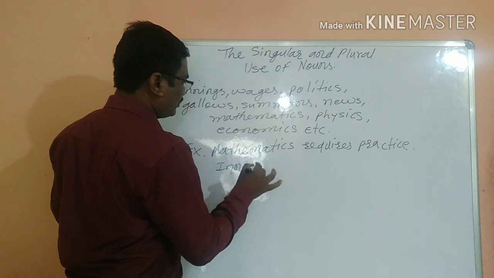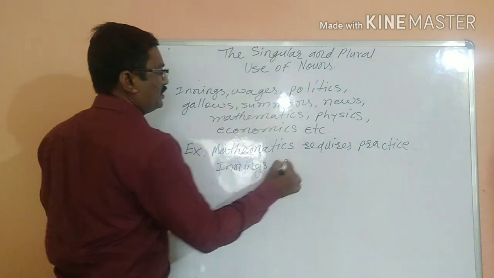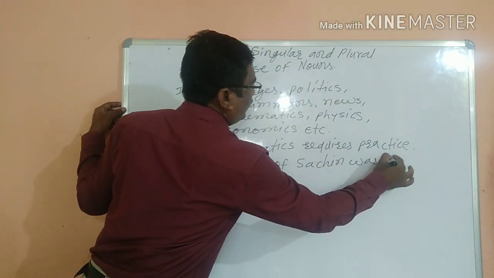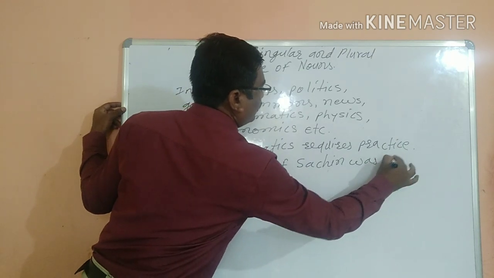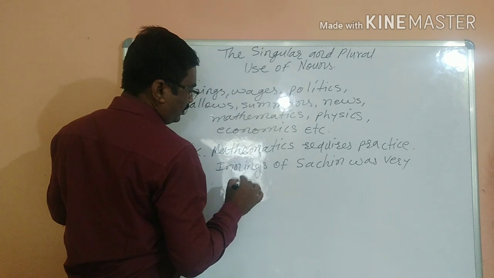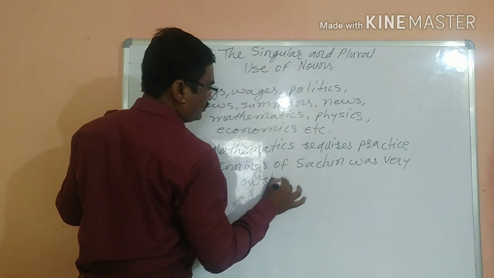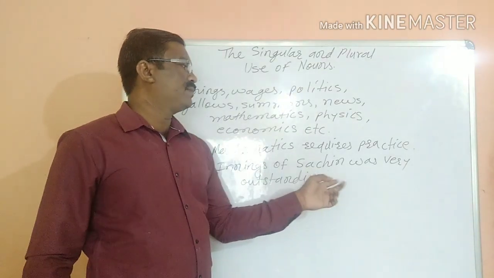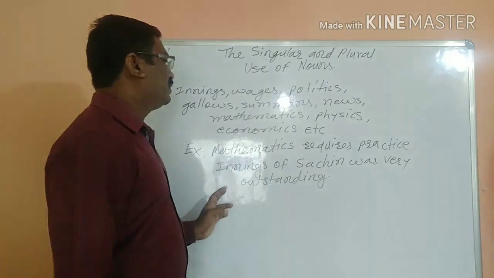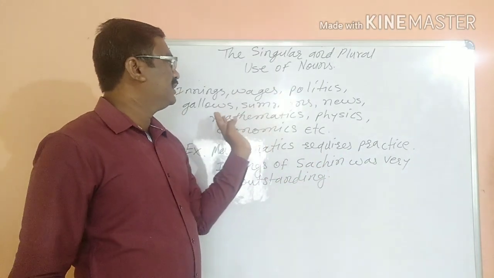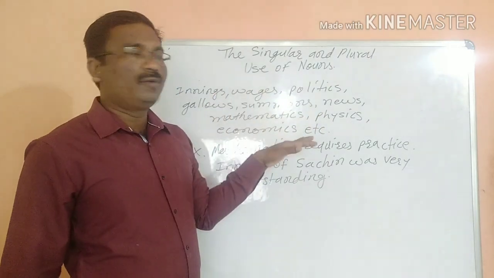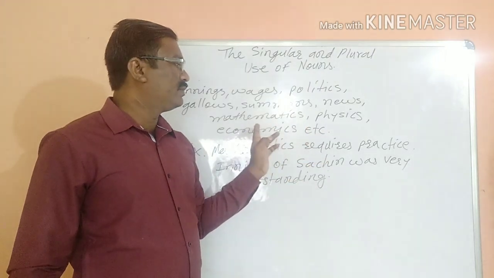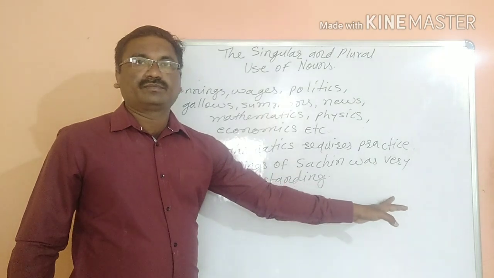Innings of Sachin was very outstanding. You should not use innings as a plural, like using were. You should use it as a singular, because these nouns may seem plural, but they are actually singular and they should be followed with a singular verb.